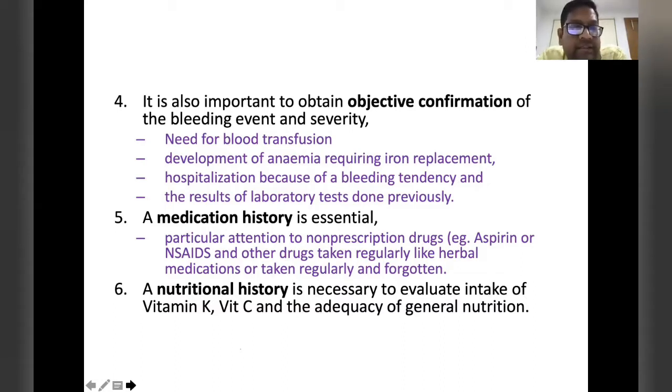Again, medication history is very important. Nutritional history is also important, where you have to look for a vitamin K deficiency or vitamin C deficiency, and also general nutrition or general socioeconomic status is important. For example, a patient comes to you with a complaint of gum bleeding, coming from a low socioeconomic status. The patient is suffering from bad oral hygiene. So if there is bad oral hygiene, that can cause gum bleeding. It may not be a bleeding disorder. So these things are very important.